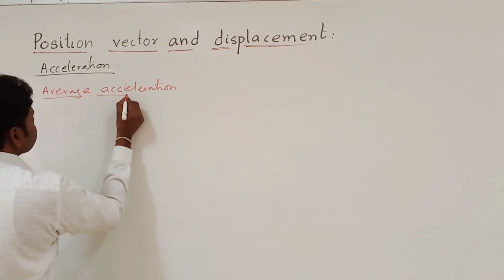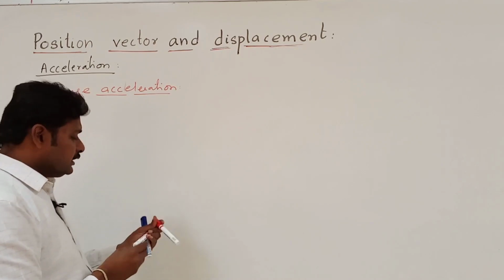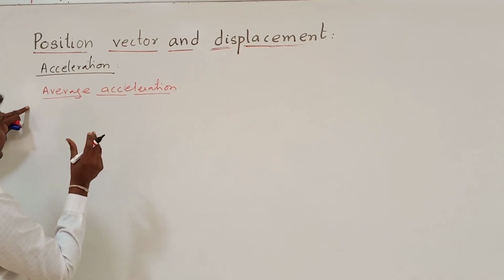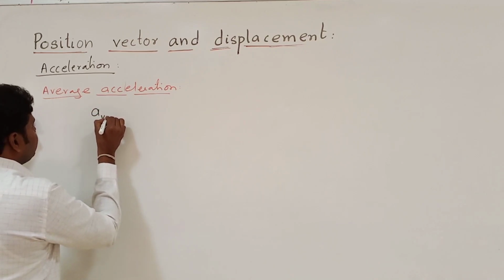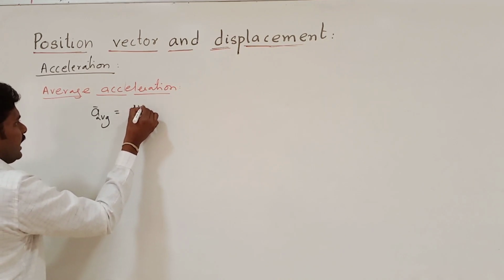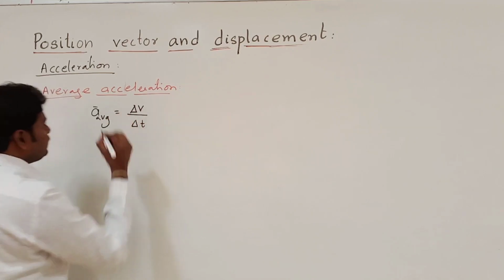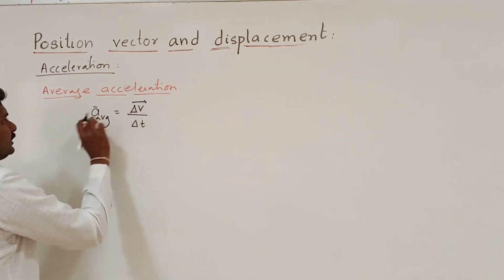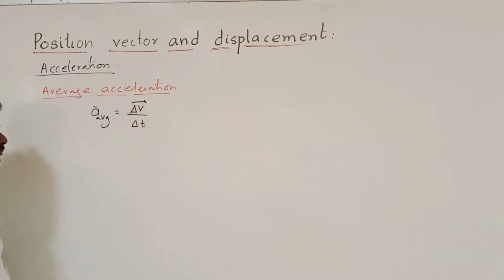Average acceleration. Of course, acceleration is a vector and average acceleration is also a vector. So, average acceleration for an interval delta t: a average is equal to delta v, the change in velocity, with respect to delta t. Of course, delta v is a vector. You can assume the average acceleration and delta v directions are the same.